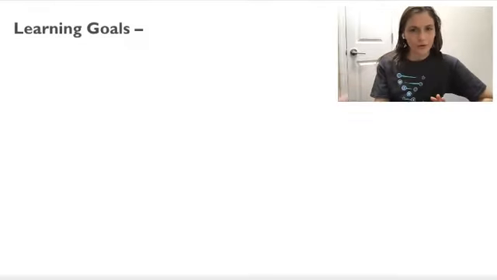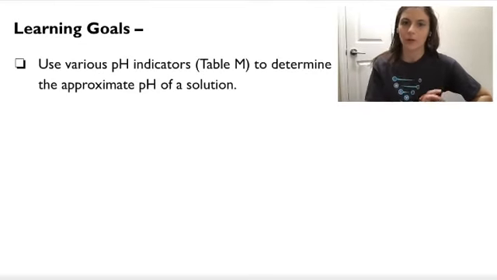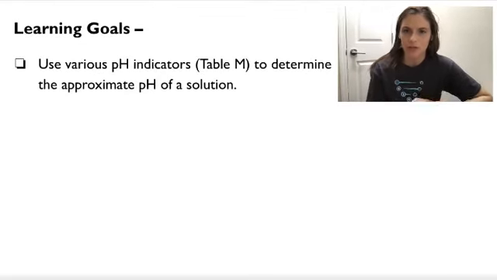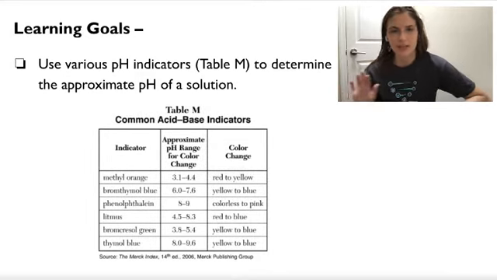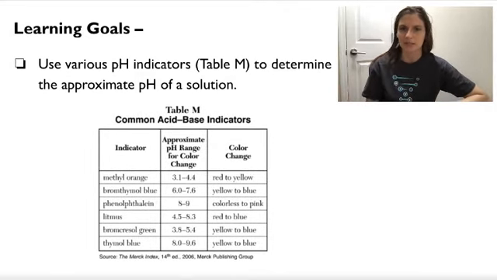In this video, we are going to be having some fun with acid and base indicators. Our learning goal is very simple. We are going to use various pH indicators to determine the approximate pH of a variety of solutions. Remember, Table M shows the common acid-base indicators that you may be expected to be able to use to determine the pH of a solution. We are going to be looking at some of these indicators in lab today.